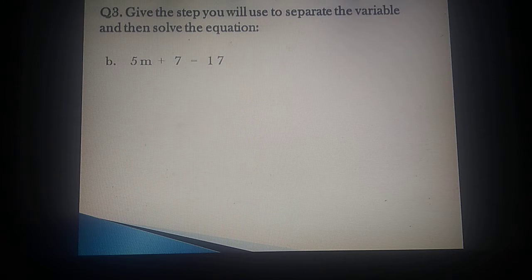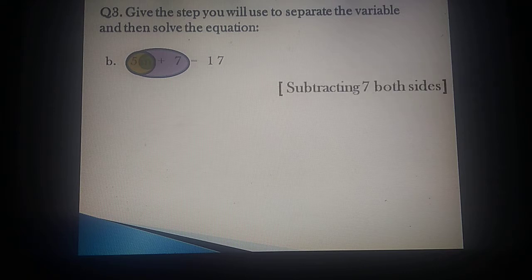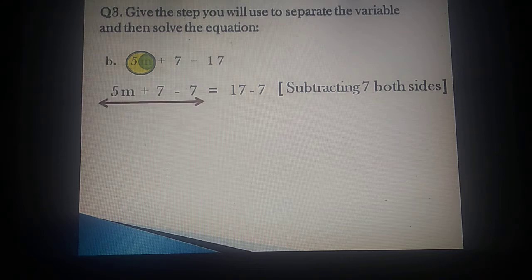Moving to next sum. Again highlight the variable, then the coefficient, then the constant on the same side. Again, it's plus 7 in the outermost circle. So opposite of plus 7 is minus 7. So we will subtract 7 from both sides. Now you will write 5m plus 7, subtract 7, and then the same thing in RHS 2. Now solve LHS first. We can see here 7 is there with different signs. So we will cancel 7, left with 5m. Equals to, solve the RHS part, you will get 10 here.